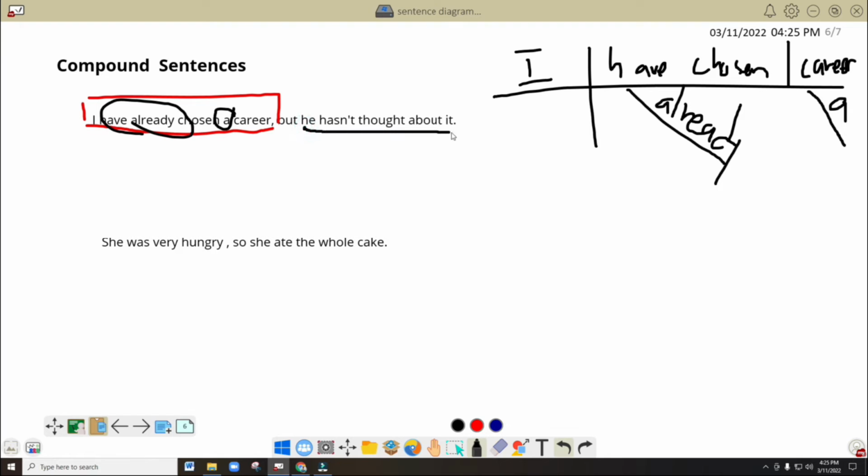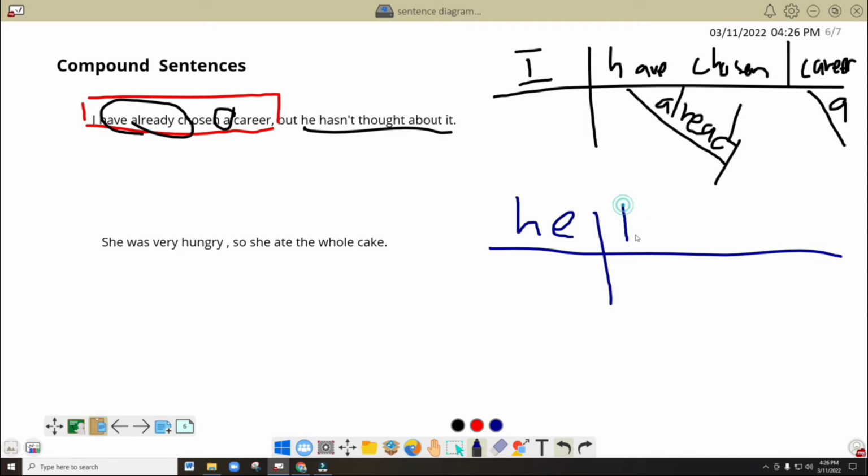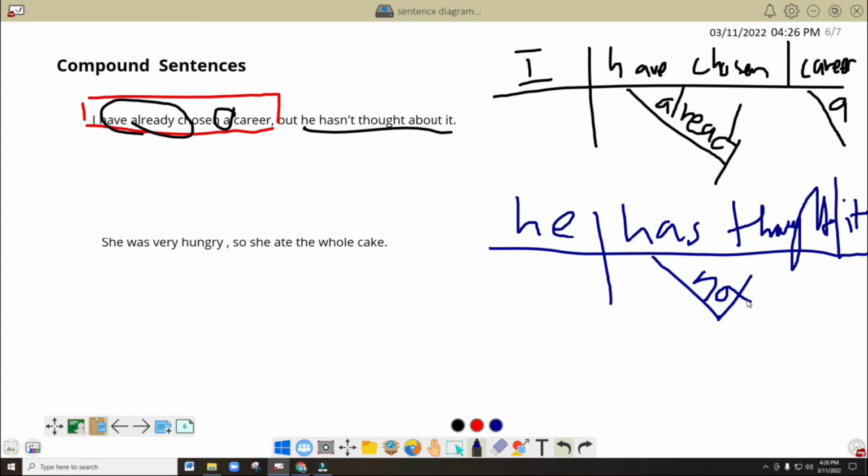Now you go to the next. He hasn't thought about it. Same thing. We are just going to draw this, then put the subject. So the subject is he, then has thought. That's has thought about it. So we got an object in here, which is it. Now, I hope you understand that. Do we have something that describes he? None. How about has thought? Is there anything? Yes, we have not. That's an adverb, right? Now, how about for it? Is there anything?